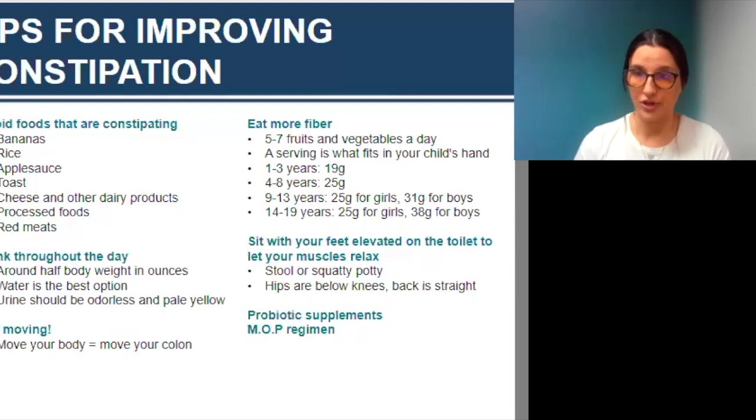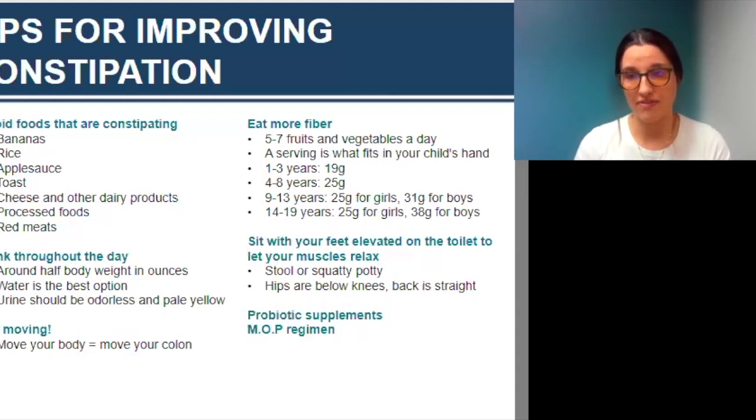When you move your body, you move your colon. And then another really important thing is eating enough fiber. Unfortunately, with our American diet, we are all probably not eating enough fiber. So 5 to 7 servings of fruits and vegetables a day. And a serving is what fits into your child's hand. So it could be a small apple, it could be a clementine, it could be a few pieces of broccoli. It's not super big because their hands are so little. If we want to look at grams, for 1 to 3 year olds, we want 19 grams.